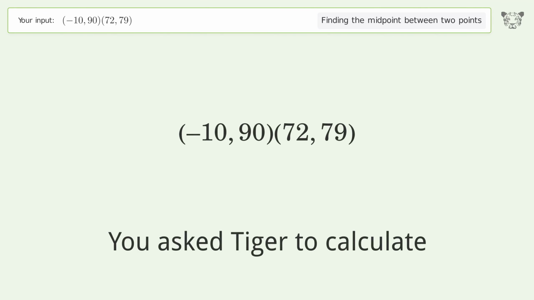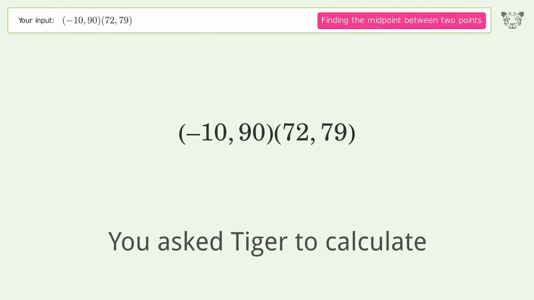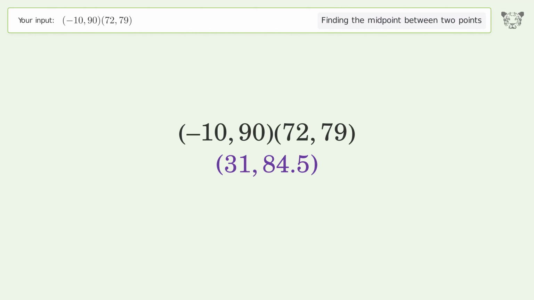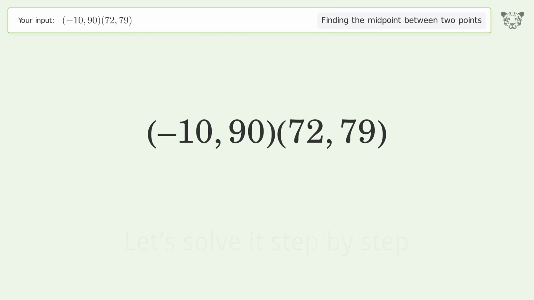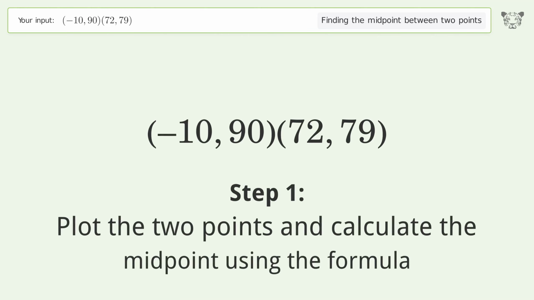You ask Tiger to calculate. This deals with finding the midpoint between 2 points. The midpoint between the 2 points is 31, 84.5. Let's solve it step by step. Plot the 2 points and calculate the midpoint using the formula.